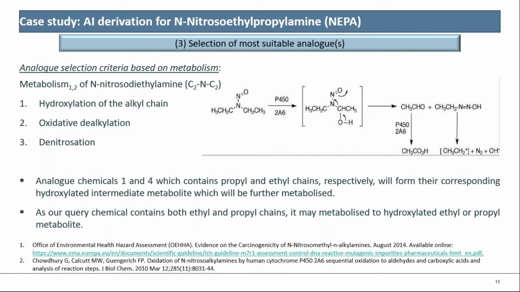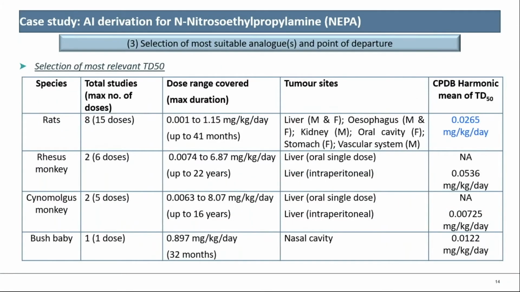This is a bit more about the metabolism. I'm not going into the details of that. So here in this table, what you see is the compiled cancer potency data for the surrogate compound. Carcinogenicity data were available for both rodents, that's rat, and also primates, that's monkey and bush baby.